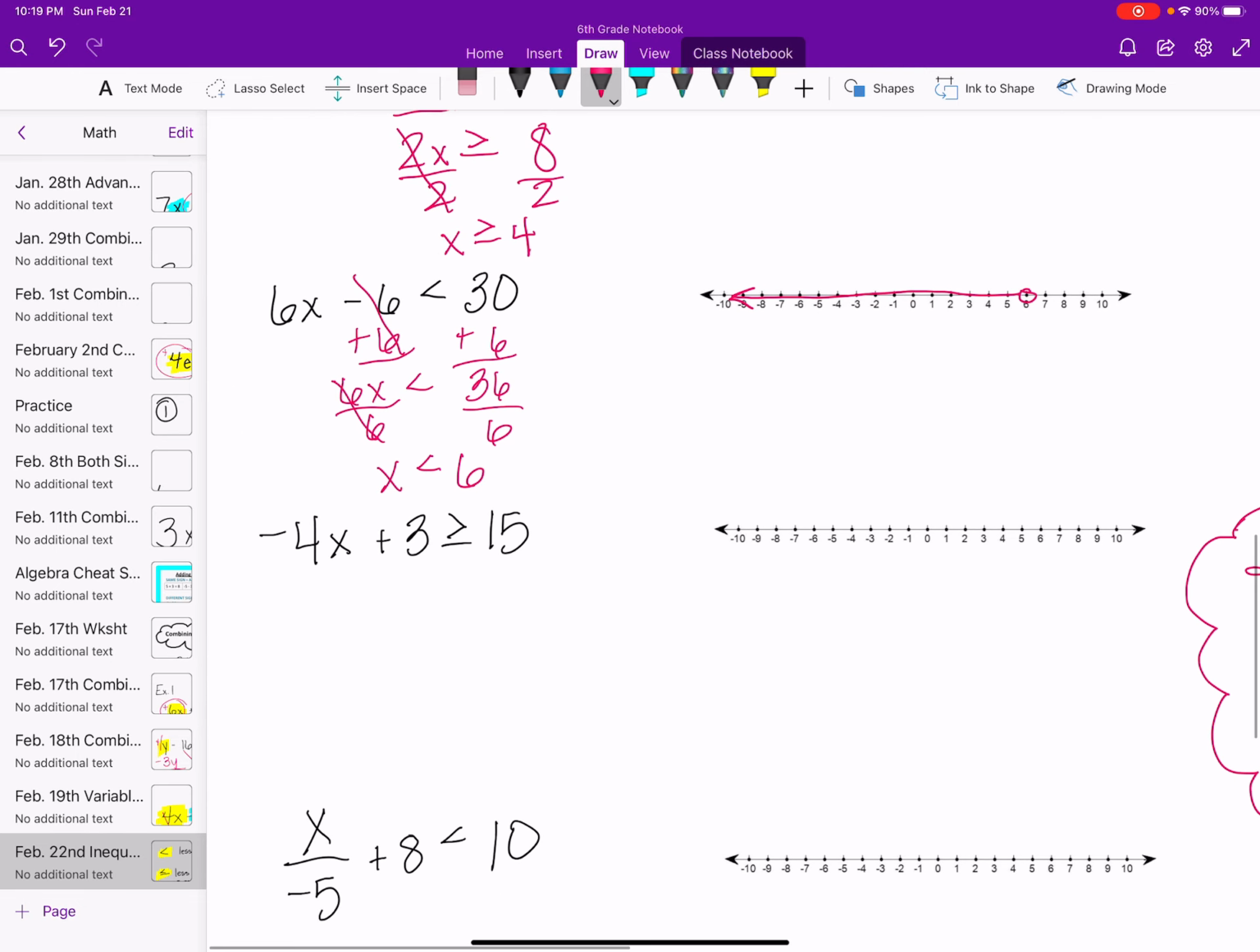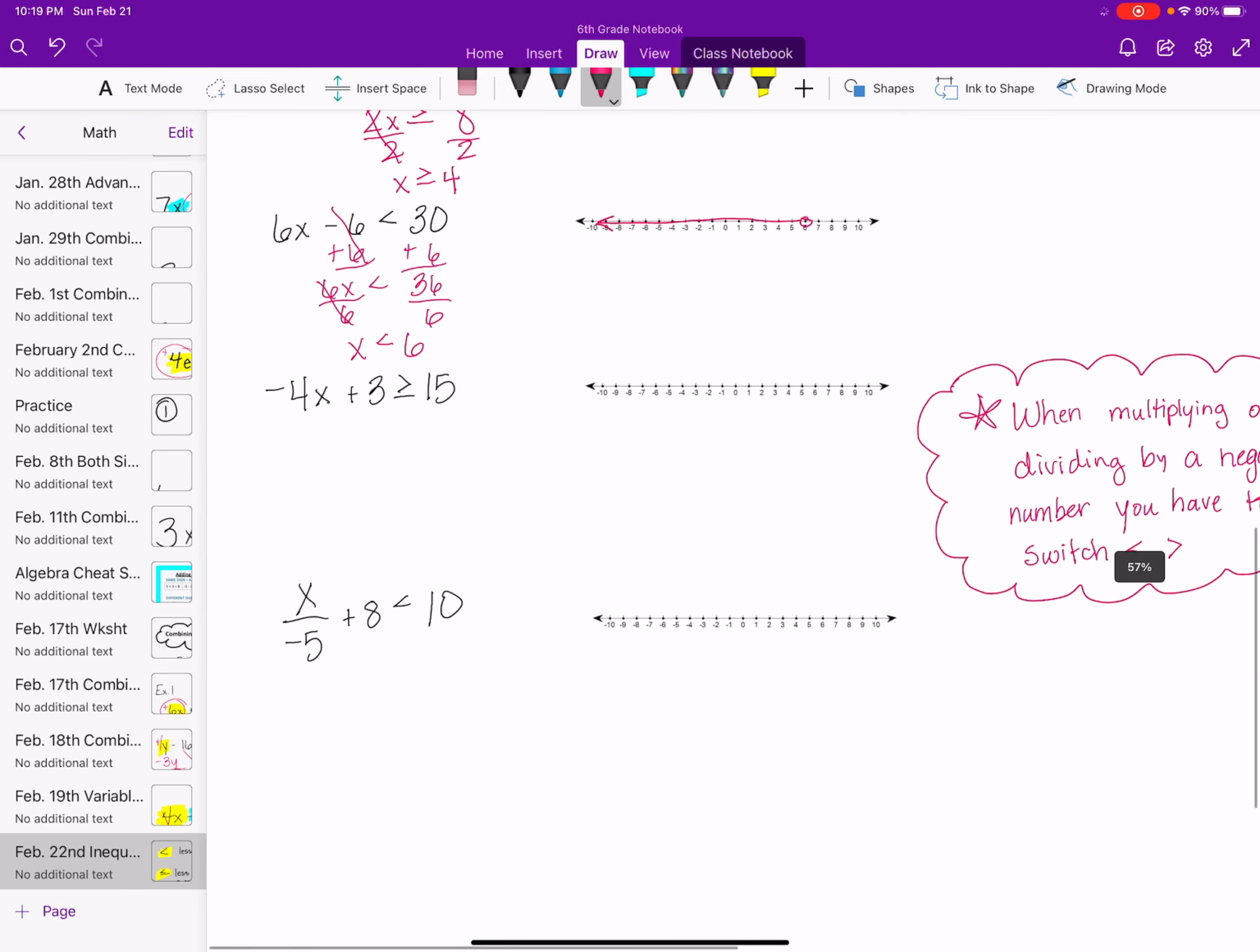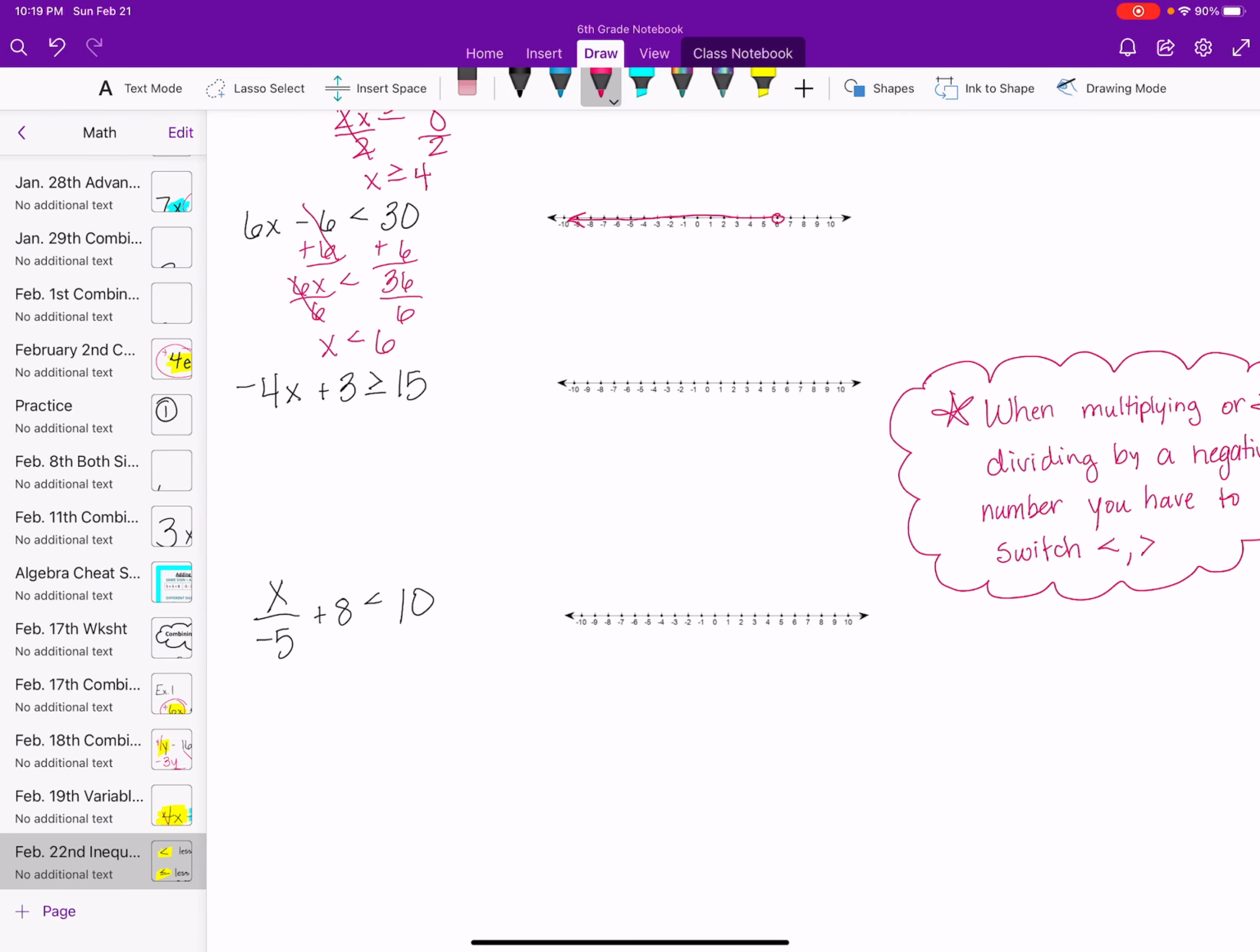Okay, I have 2 more problems that I want to work through with you, but there is a new rule that I have to show you. And that is that when you are multiplying or dividing by a negative number in an inequality, you have to switch your less than or greater than sign. And I will show you that when we get to that point.